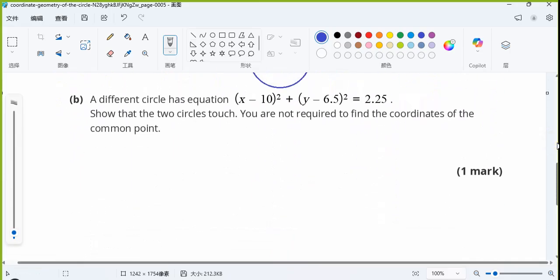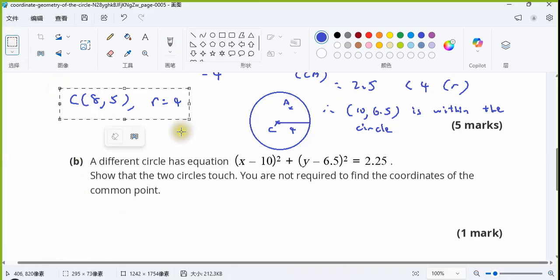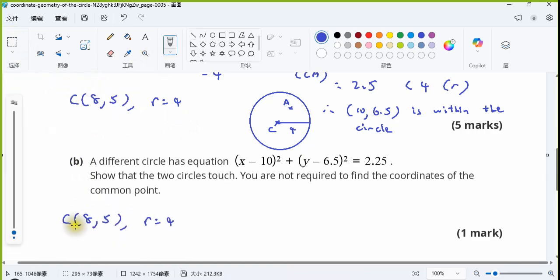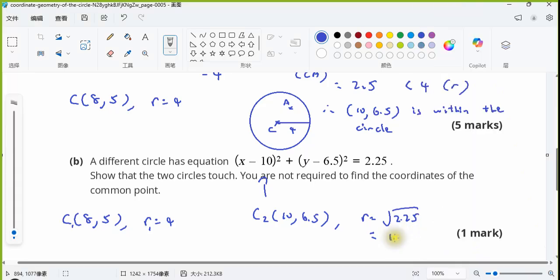Next, a different circle has an equation of this. Show that the two circles touch. You are not required to find the coordinates of the common point. Just now, for the first circle, the center is (8, 5) and the radius is 4. For this one, the center is (10, 6.5) and the radius is the square root of 2.25, which is actually 1.5.